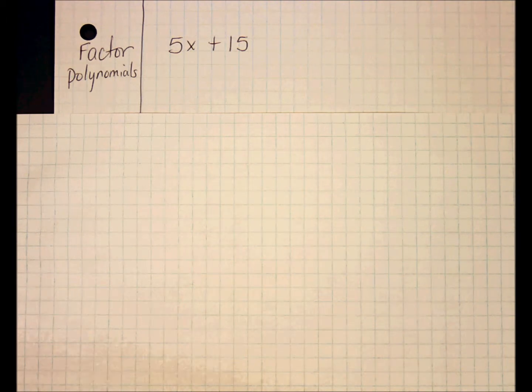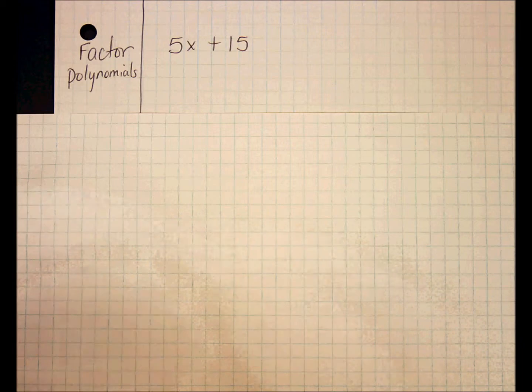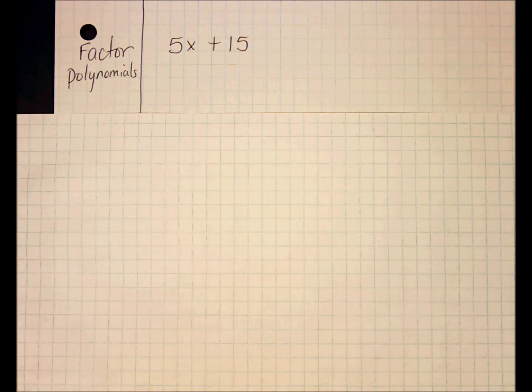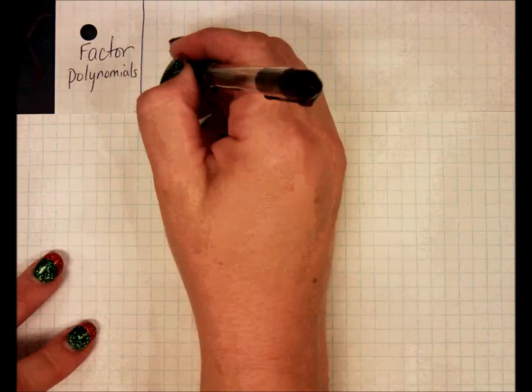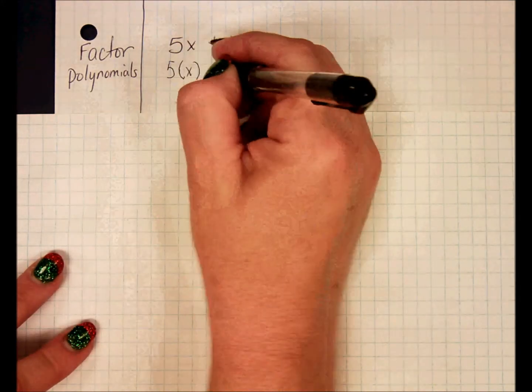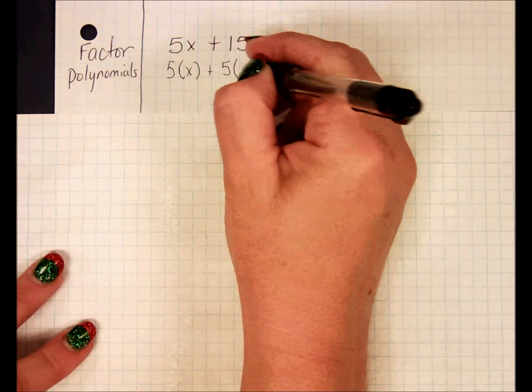When you look to factor, you look at both of the terms in this problem, and you say, what can I take out of both? And I'm talking about dividing. What can I divide the 5x by, and what can I divide the 15 by? So in this case, it happens to be 5. This is 5 times x, and this is 5 times 3.